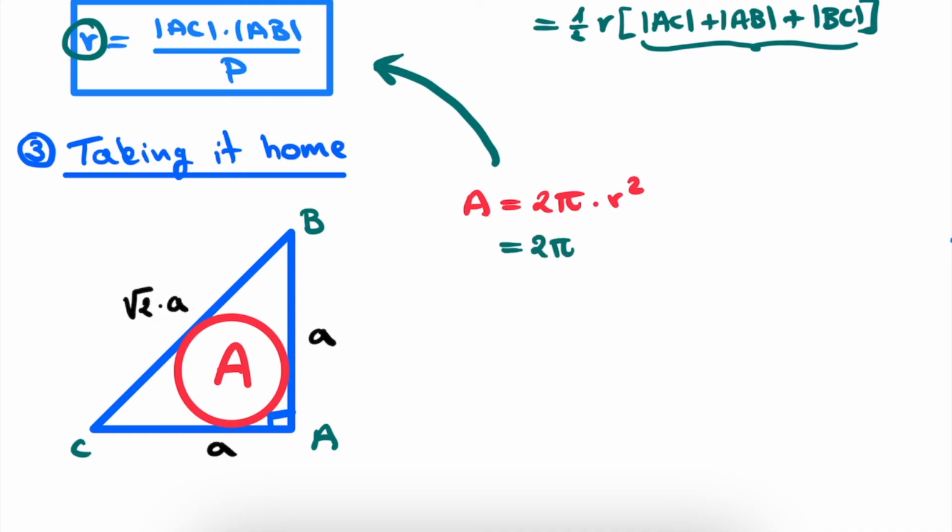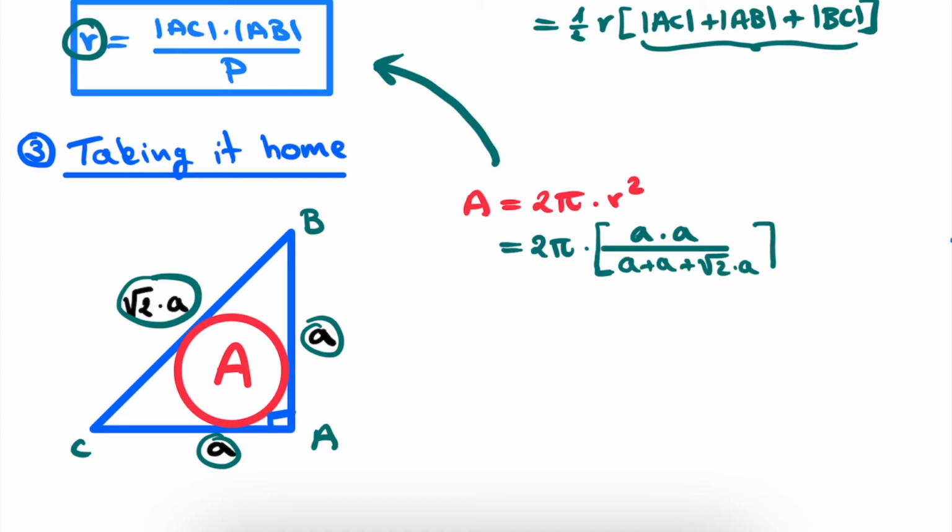We get 2 pi multiplied by r squared. So we already opened the bracket in order to square what is inside of it. AC is simply this side here, which has a length of A. So we have A multiplied with the length AB, which is also of length A. So we have simply A times A. And we divide this by the perimeter of our triangle. And the perimeter is simply adding up all of the sides of our triangle. Thus, we get A plus the square root of 2 times A. We close the bracket and we do not forget to square this.